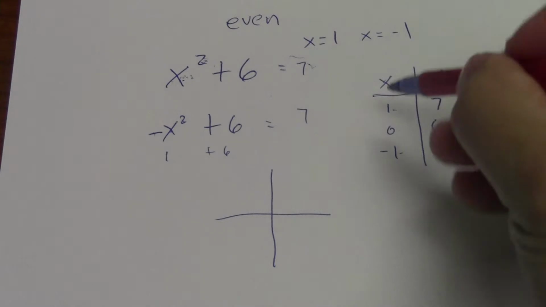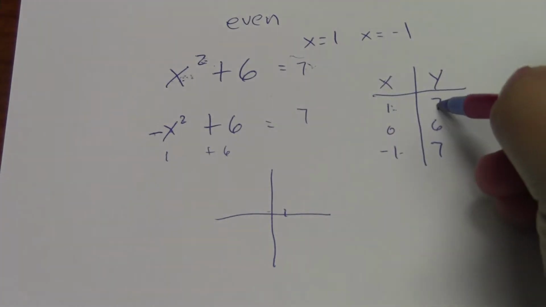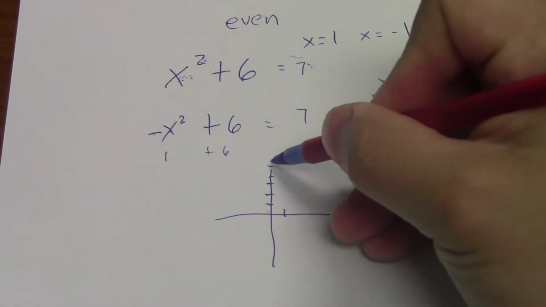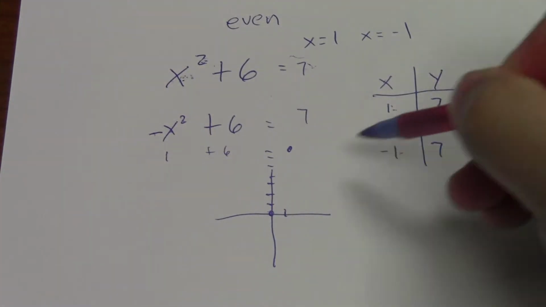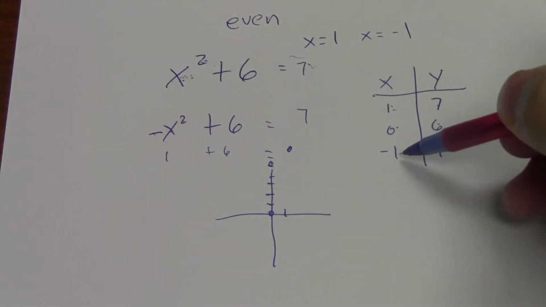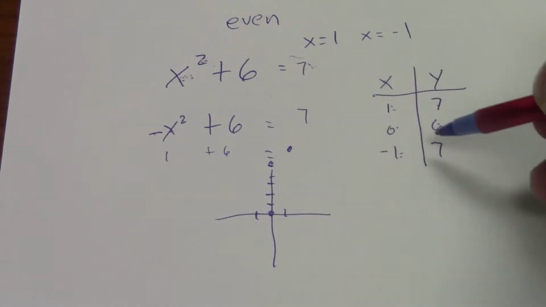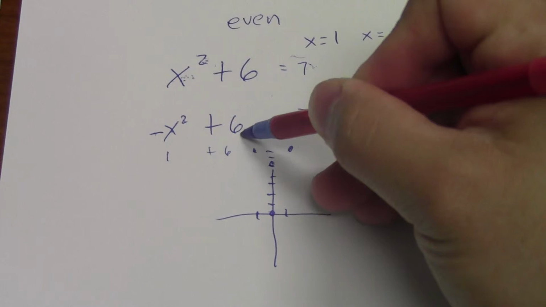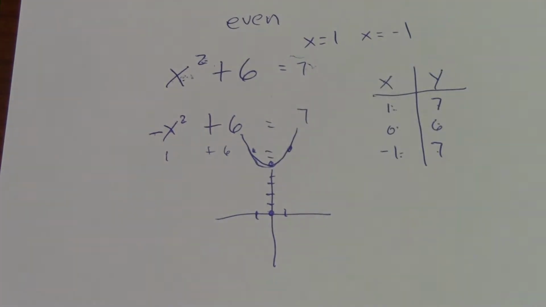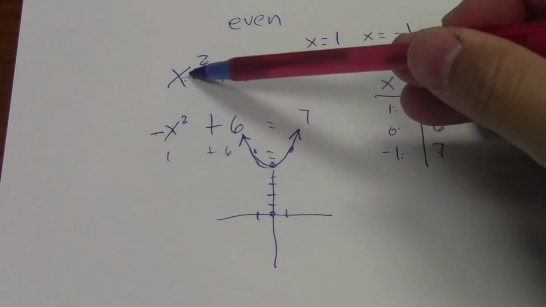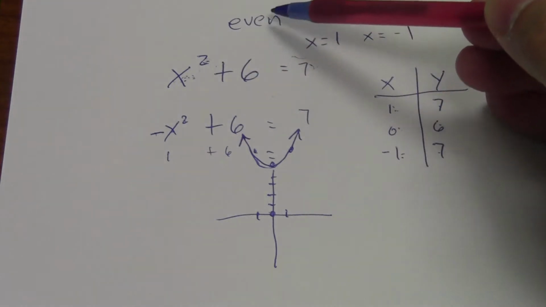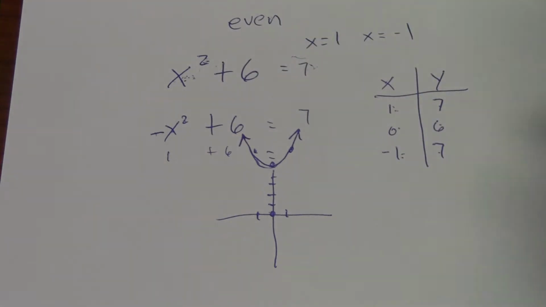Let's go ahead and graph it. So x equals 1, y equals 7: 1, 2, 3, 4, 5, 6, 7. X is 0, y is 6, that's up here. Negative 1, 7, that's up here. And I get that kind of graph. So that's just a way to check it. But like I said, just plug a number in there. Usually if it's going to be squared, it'll probably be even. If it's an odd number, it'll probably be odd. So let's do another example.